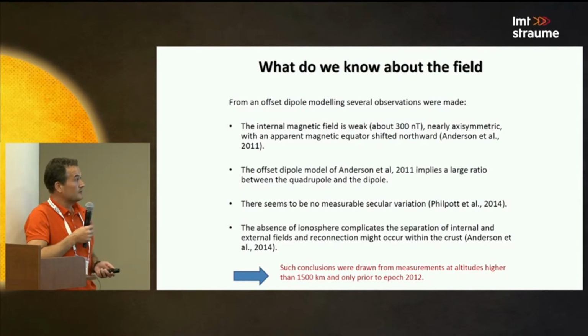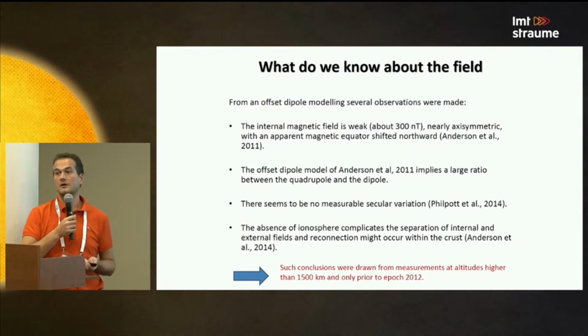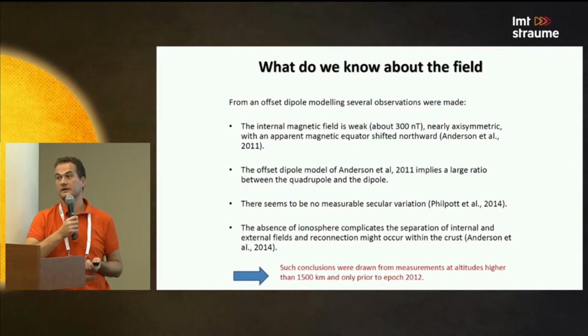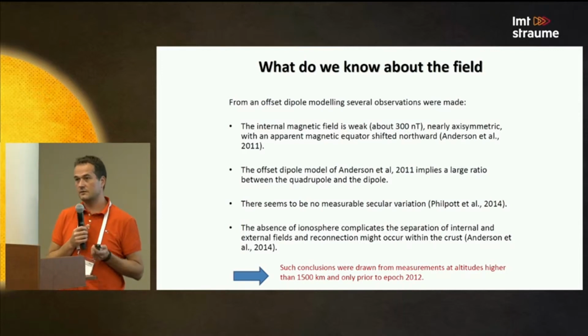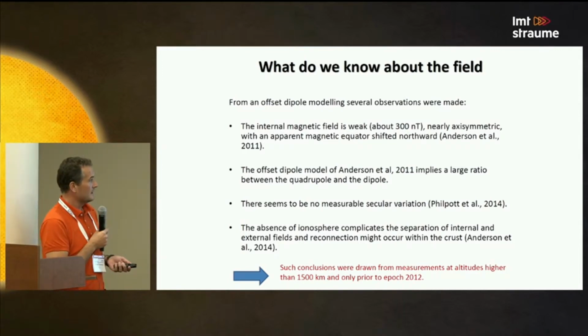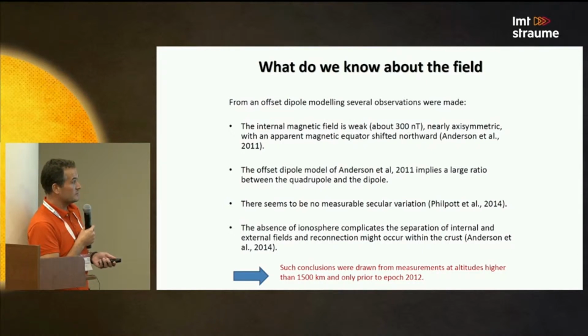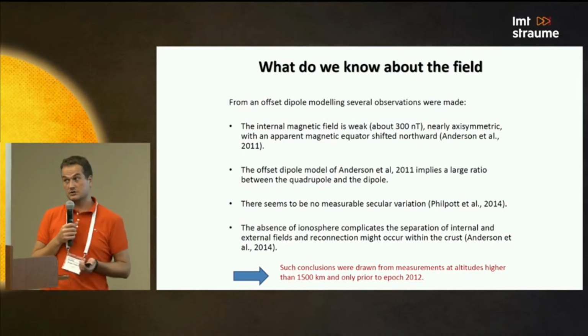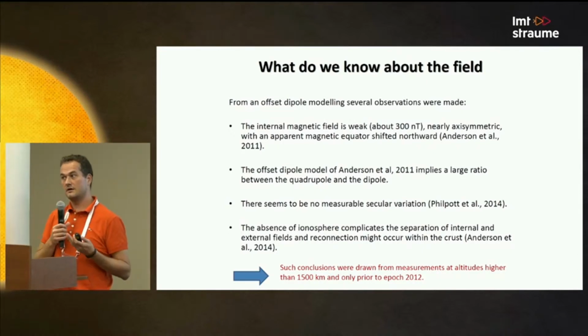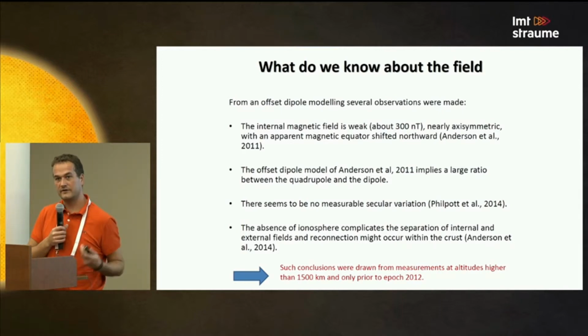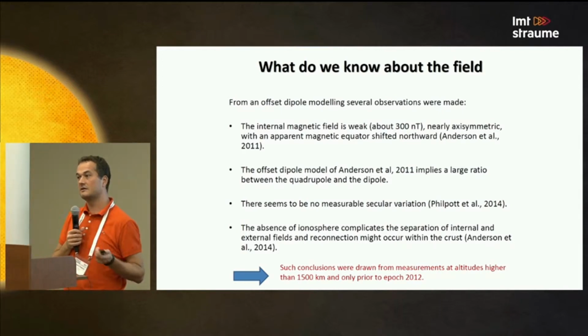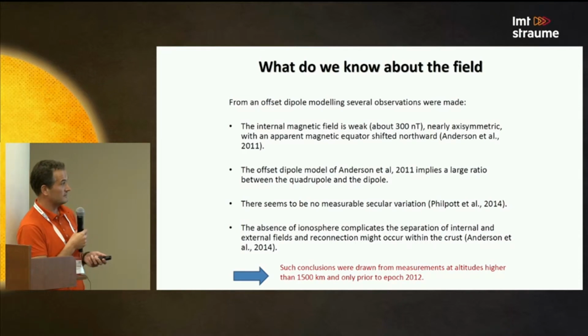And the problem we have is that the offset dipole model currently implies a large ratio between the quadrupole and the dipole parameters in spherical harmonics, and this raises complications in terms of dynamo simulations. So we wanted to test if this was really robust or not. And so far we could not detect measurable secular variation, but secular variation usually we think of in terms of long-term variations of the magnetic field, so maybe there are shorter timescale variations of the magnetic field.